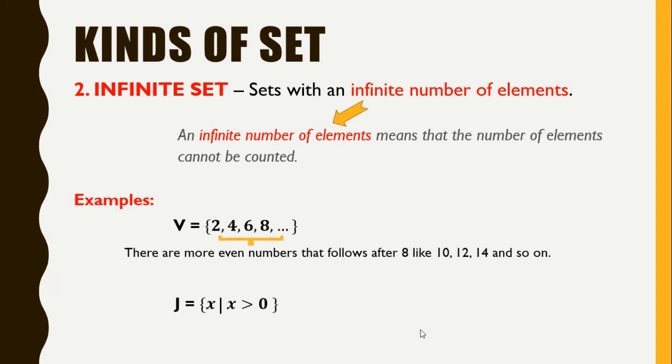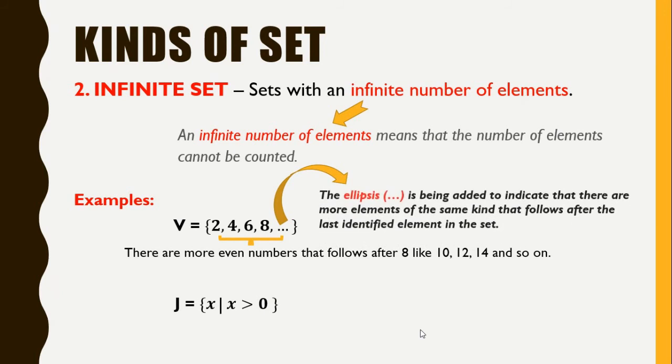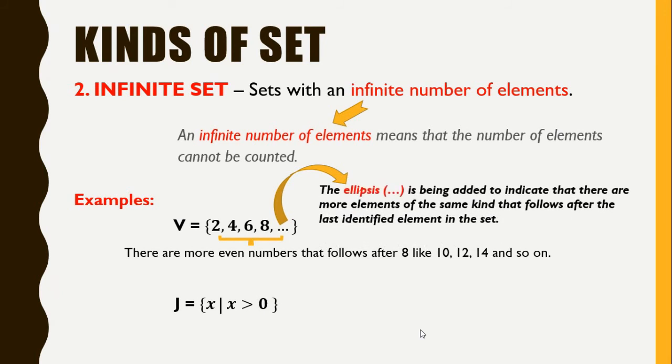So examples of these are the set V, which comprises of the elements 2, 4, 6, 8, comma, dot, dot, dot. Ayan. Ibig sabihin yan, marami pang kasunod na even numbers after 8. It's like 10, 12, 14, and so on and so forth. Okay, at gumagamit tayo ng symbol na tinatawag nating ellipsis. Yan, 3 dots, sa pag-indicate na meron pang mga elements na sobrang dami, hindi na natin ilalagay.